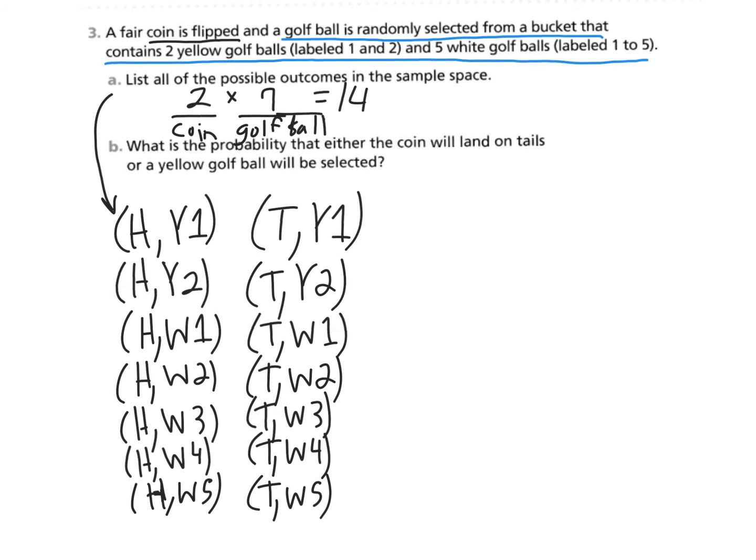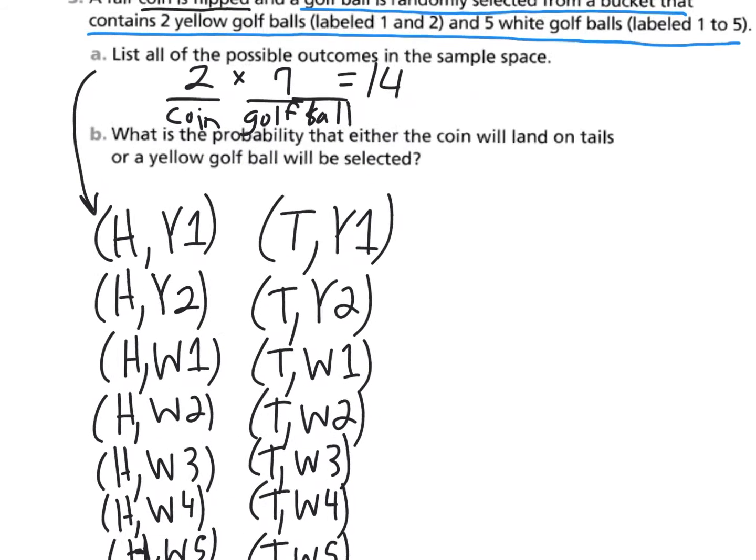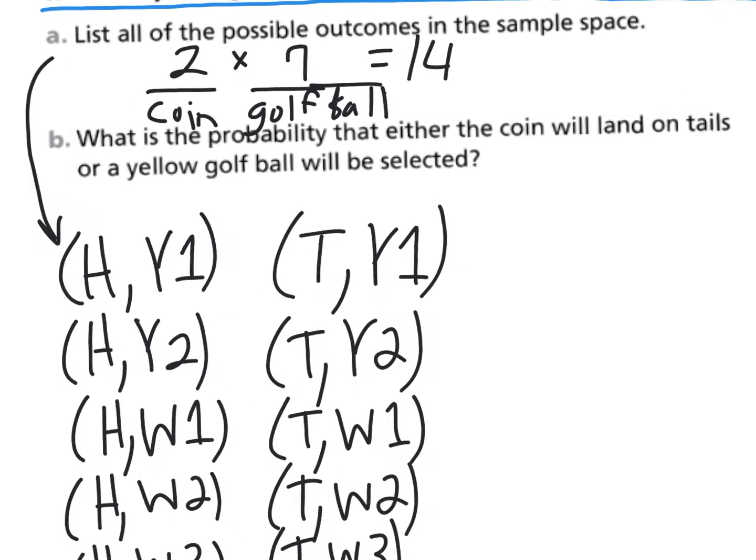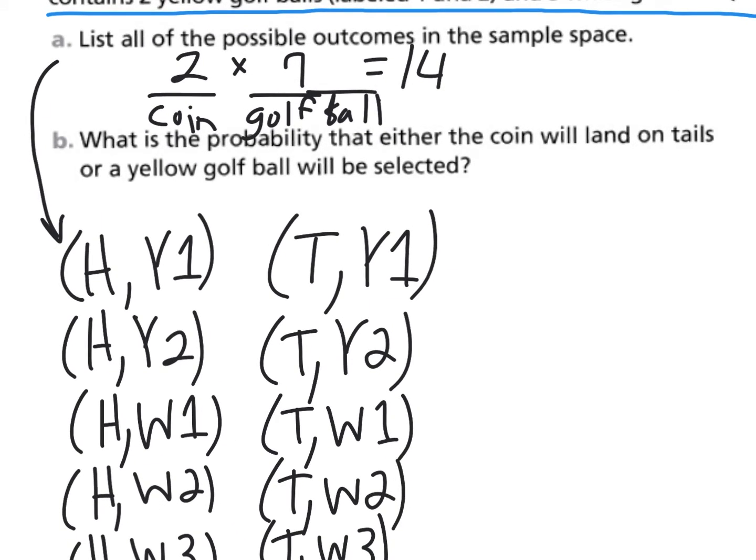I'm not done with the problem yet. There is a part B. What is the probability that either the coin will land on tails or a yellow golf ball will be selected?